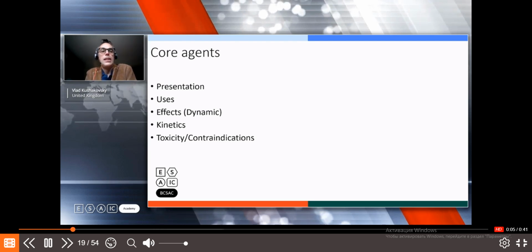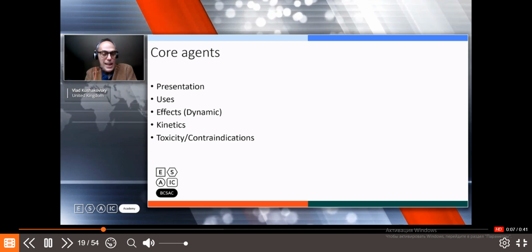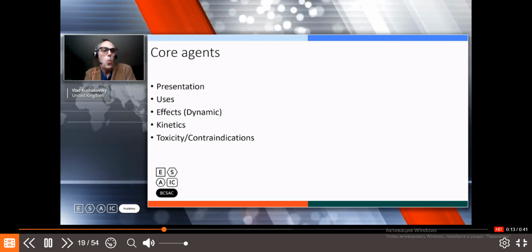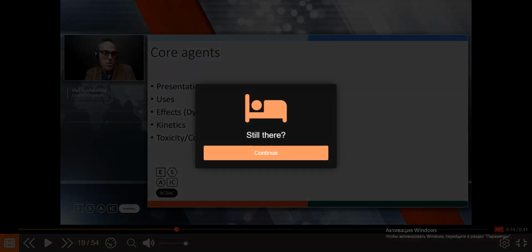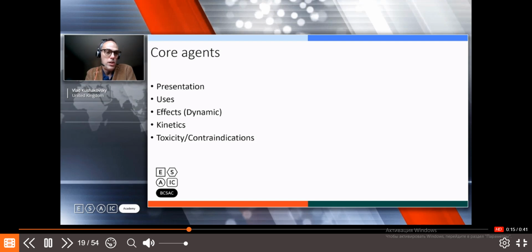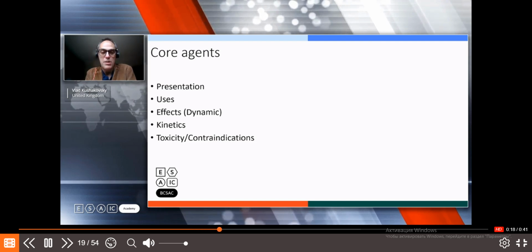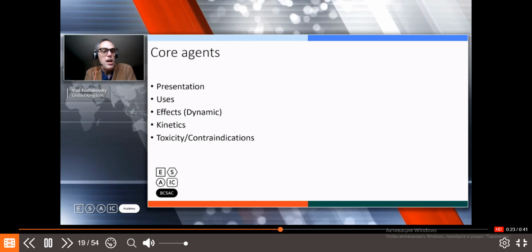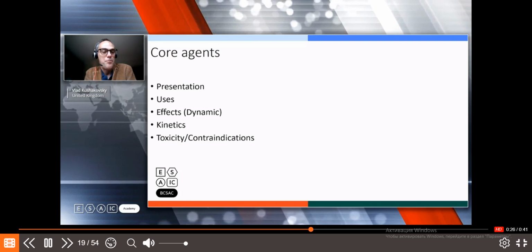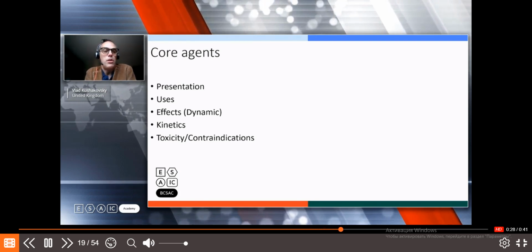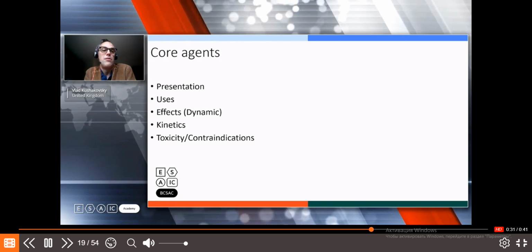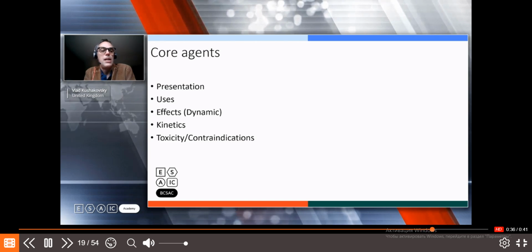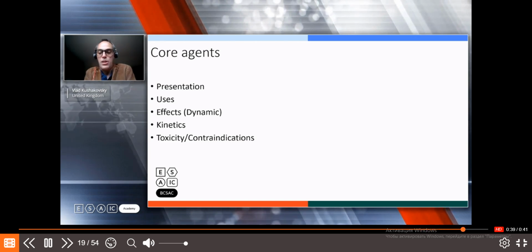So let's talk about core agents now. And it's important to try and stick with the same structure when answering questions, particularly in exam situations. And the questions about intravenous anesthetic agents are pretty standard in the exam. So we'll talk about presentation, uses, effects on pharmacodynamics, we'll briefly touch on pharmacokinetics, and we'll mention toxicity and contraindications.